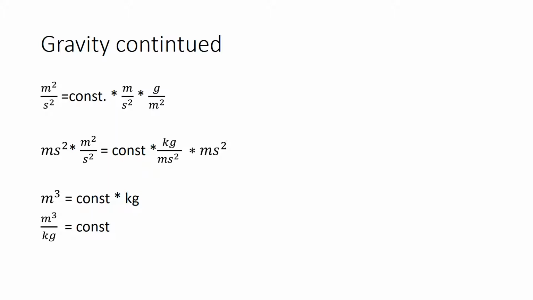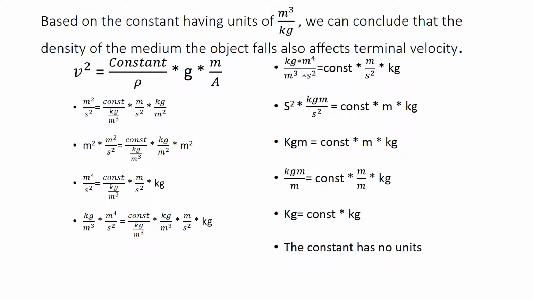Okay, so then we want to solve for our constant to see if we can find any other relationships that could possibly affect our terminal velocity. So if we solve for our constant, we get that constant equals mass meters to the third power divided by kilograms. Based on the constant having the units of meters cubed divided by kilograms, that looks like density.